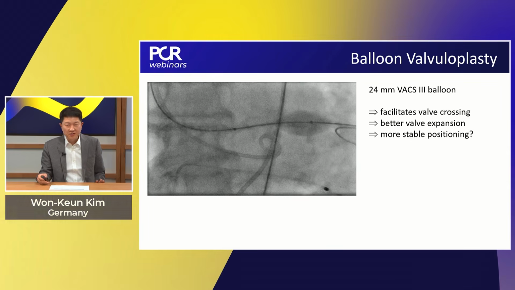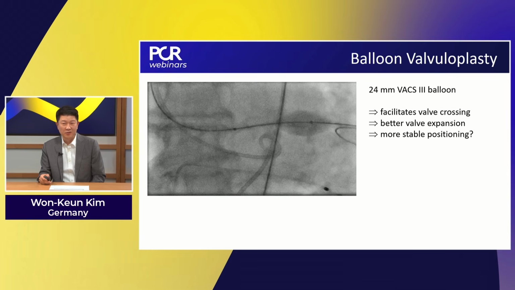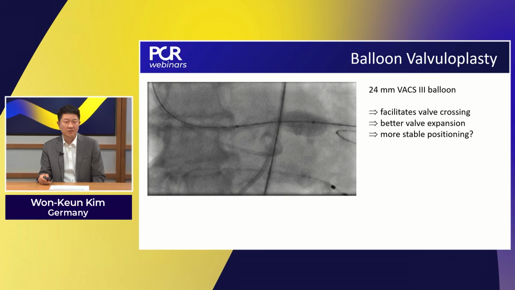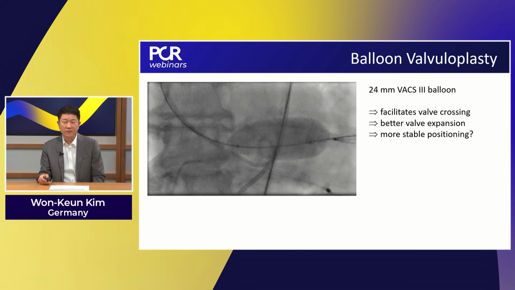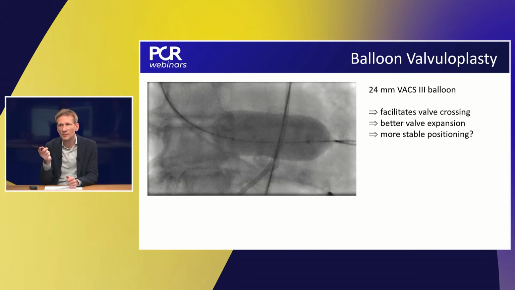But you can see that finally we were successful in crossing the valve, because this is now the balloon valvuloplasty, and we discussed previously the importance of effective pre-dilatation. As you can see here, and you can see the dog boning here. Well, what we can say here, maybe you want to comment on this, Matti.